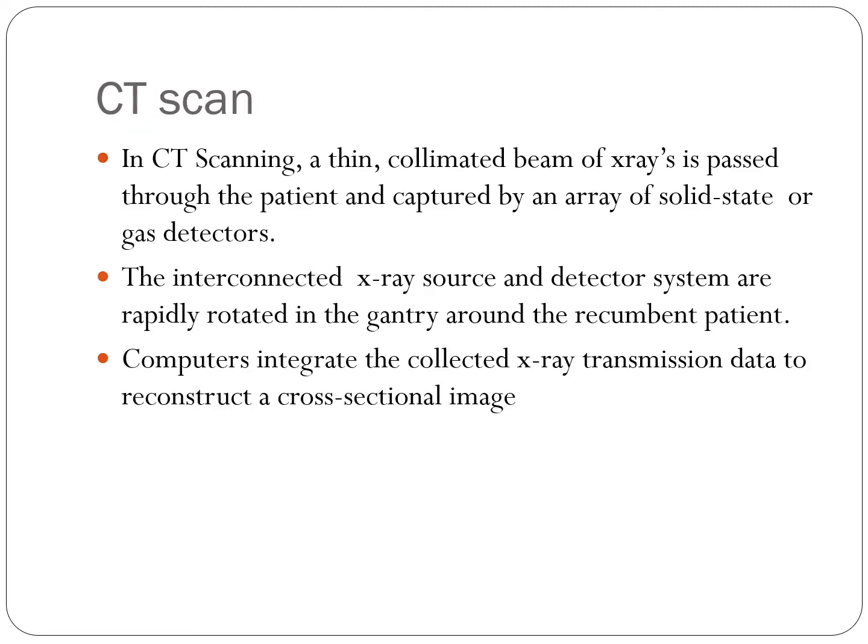In CT scanning, a thin collimated beam of X-rays is passed through the patient and captured by an array of solid-state or gas detectors. The interconnected X-ray source and detector system are rapidly rotated in the gantry around the recumbent patient. Computers integrate the collected X-ray transmission data to reconstruct a cross-sectional image.